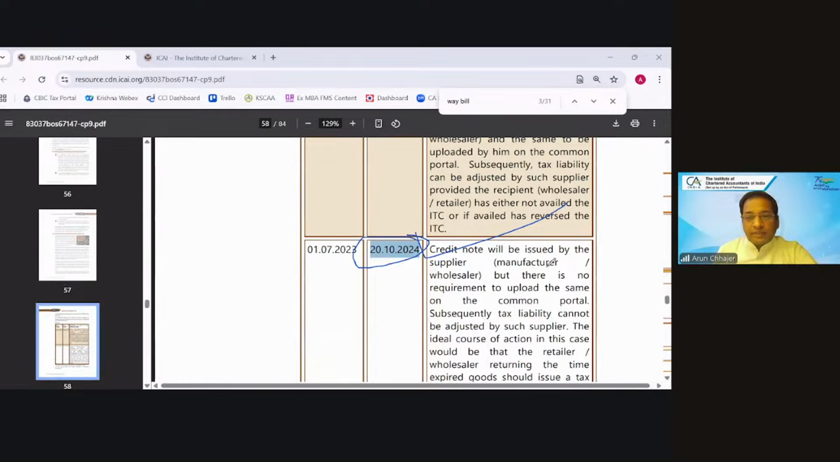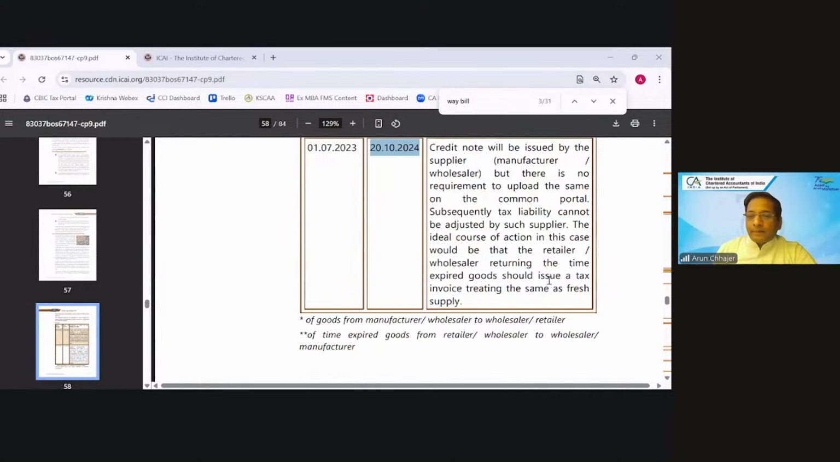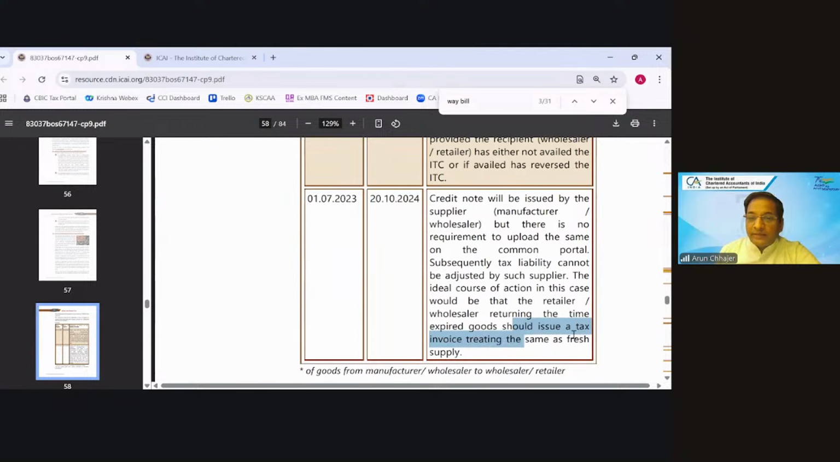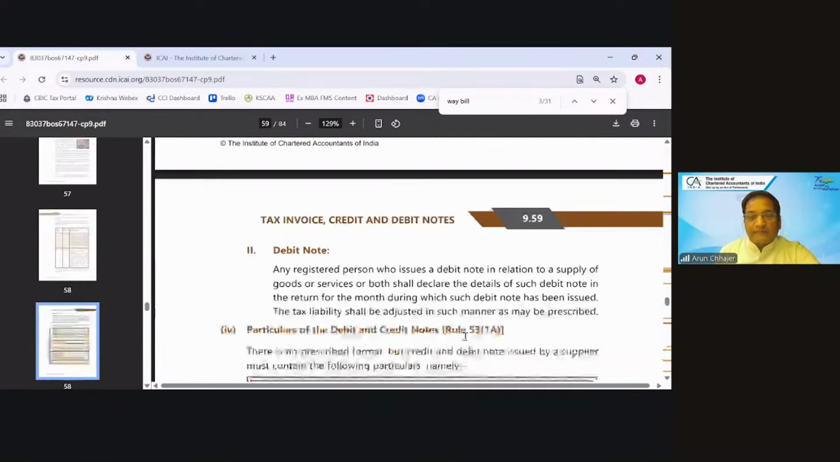Credit note, but time limit is expired, therefore tax liability cannot be adjusted. Shall issue the tax note stating the same. Correct. Subsequently, the tax liability cannot be adjusted. The ideal course of action in this case would be that the retailer or wholesaler returning the time expired medicine should issue the tax invoice stating the same as fresh supply.